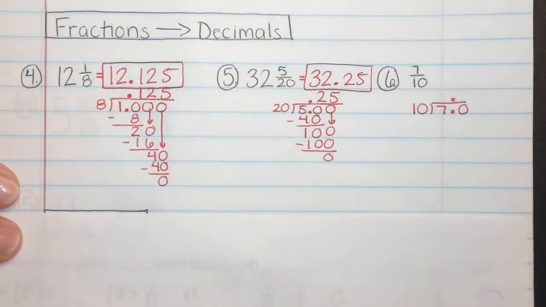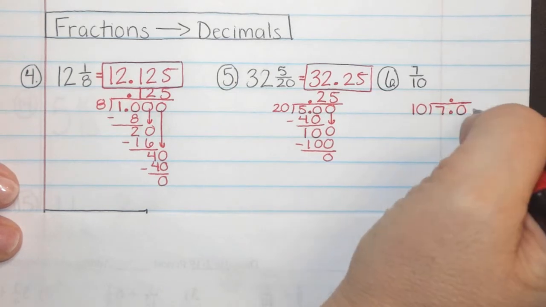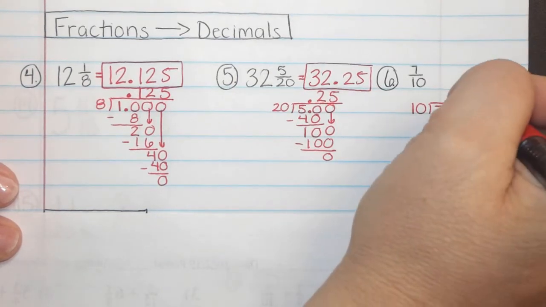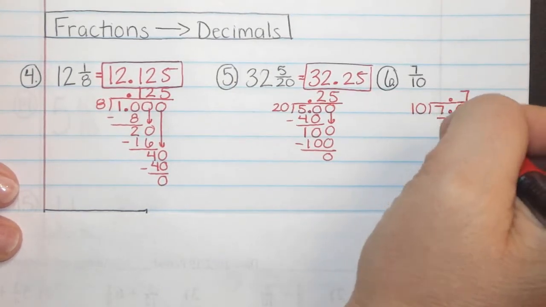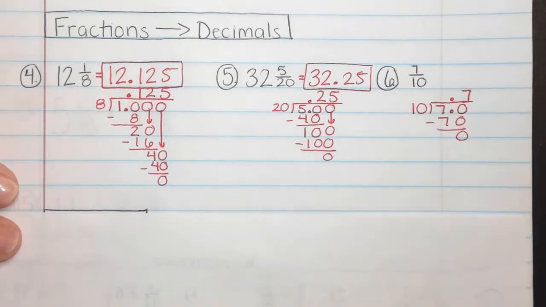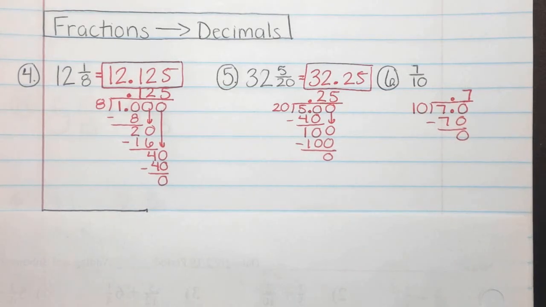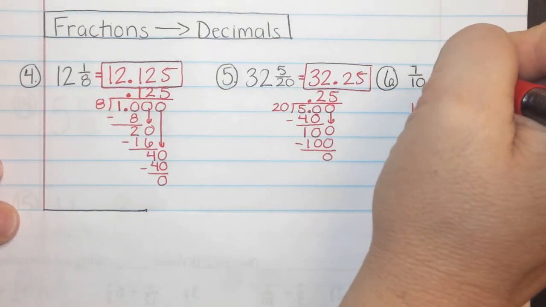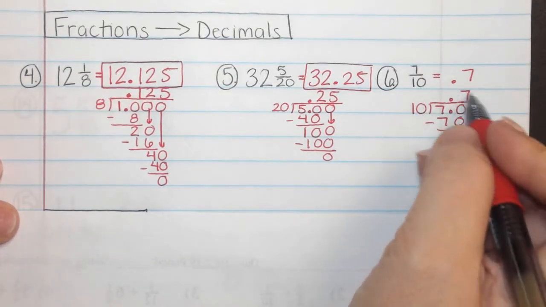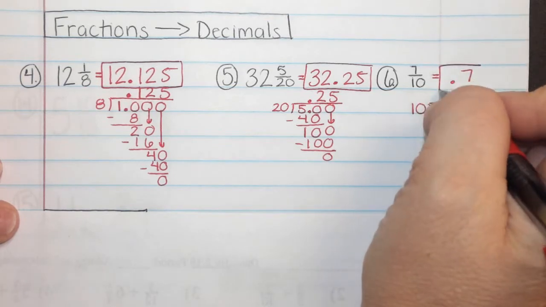Decimal, raise it up, add a 0. How many times will 10 go into 70? 7. And 7 times 10 is? 70. When I subtract, I get 0. How am I going to write this answer? How would I write this answer, Jackson? 0.7. Just 0.7. Is there anything to add in front of that decimal? No. So we just leave it as 0.7.